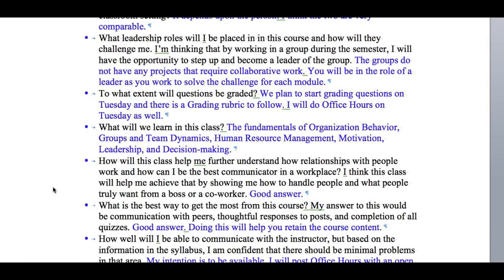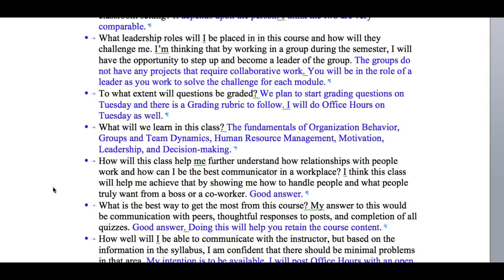To what extent will questions be graded? We plan to start grading questions on Tuesday. There's a grading rubric to follow. I will be doing office hours on Tuesday from 7 to 9. If there are questions about grading, I don't know that we'll get it done. It might take a couple of days, but at least if you have questions, you're welcome to phone in.